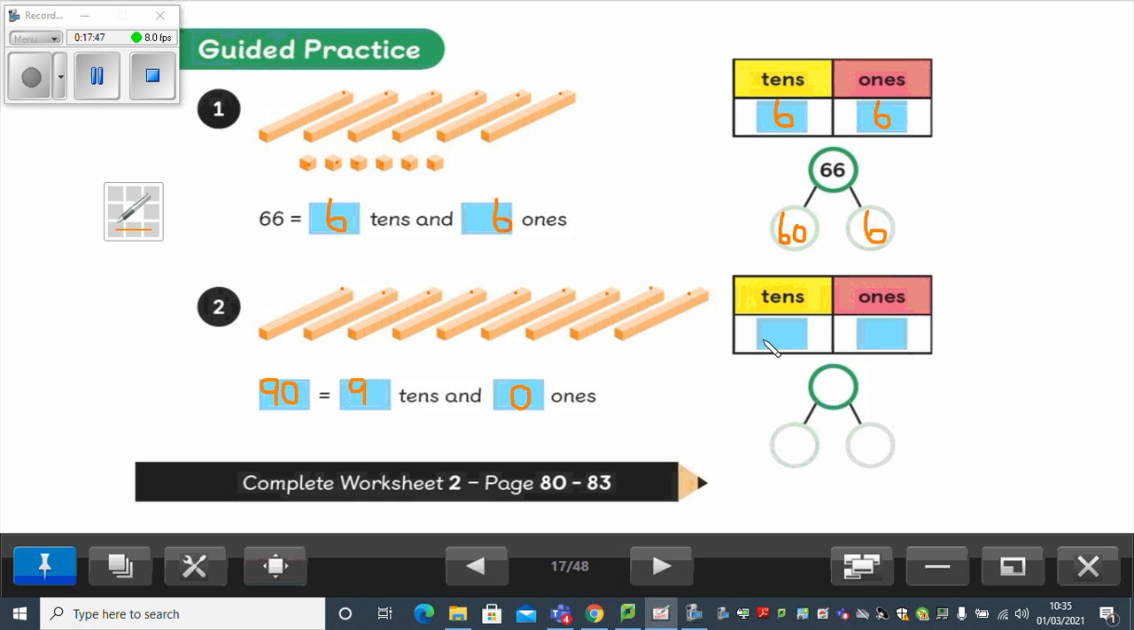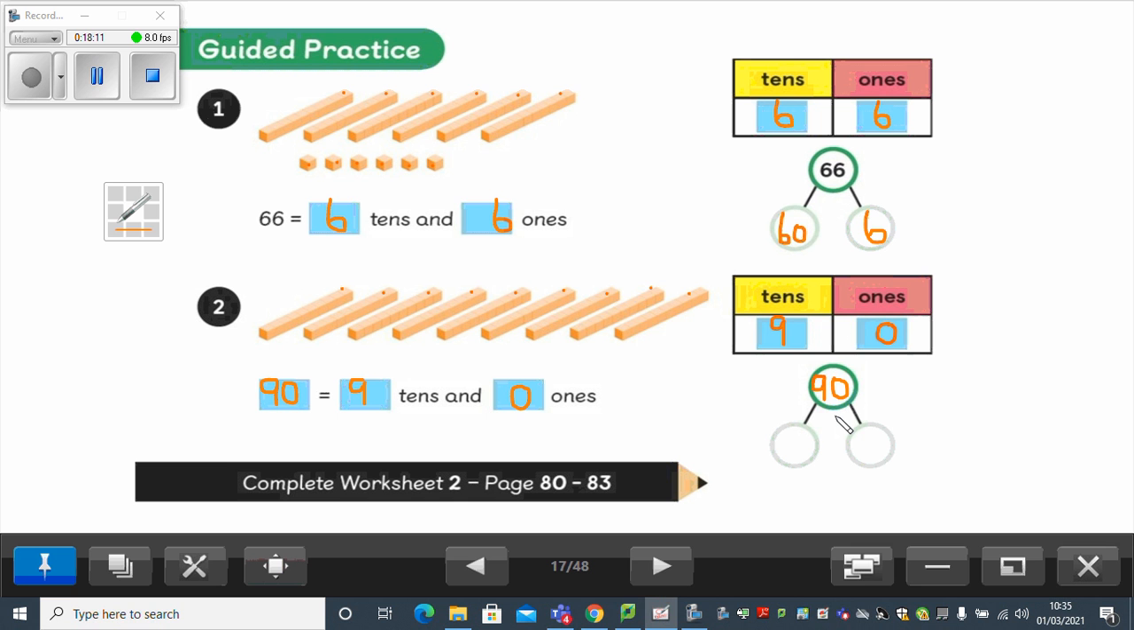So let's write that into our place value chart. So again, how many tens? We have 9 of them. How many ones? We have 0 ones. So let's complete our whole part model. Our whole number, as we worked out at the beginning, was 90.